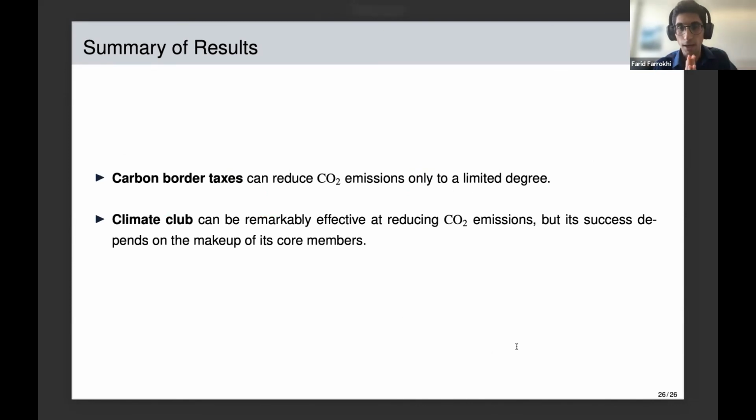I hope that I didn't go over my time, but it's just that carbon border taxes can reduce CO2 emissions only to a limited degree, while the Climate Club can be very effective, but its success depends on the makeup of its core members. Thank you very much, and I'm happy to have discussions.